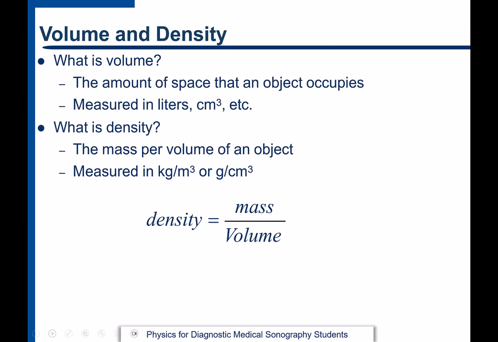Let's talk about some related concepts. Sometimes it's easy to get confused among things like weight, mass, volume, and density. Let's talk about what volume is. Volume is the amount of space that an object occupies. And volume can be measured in liters or cubic centimeters, cubic meters.